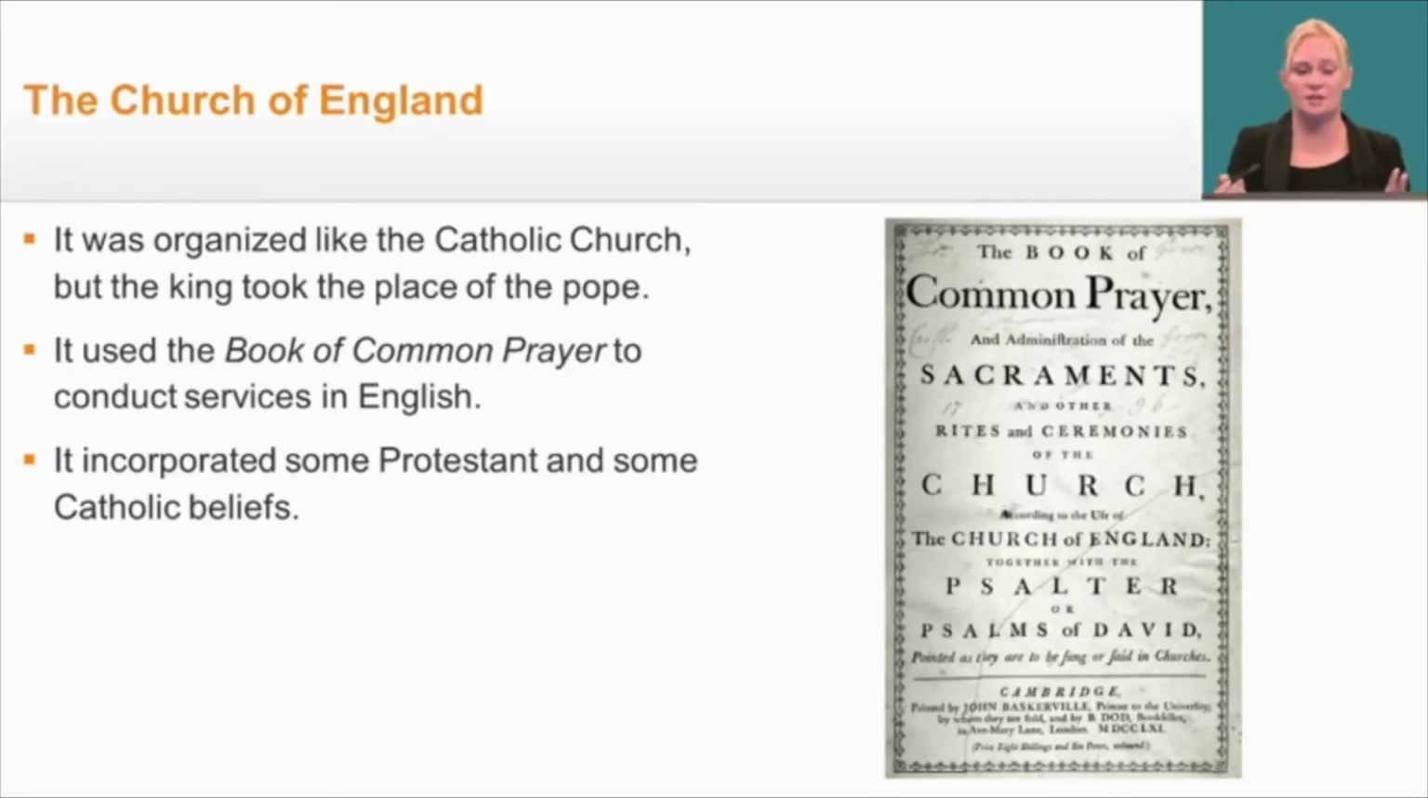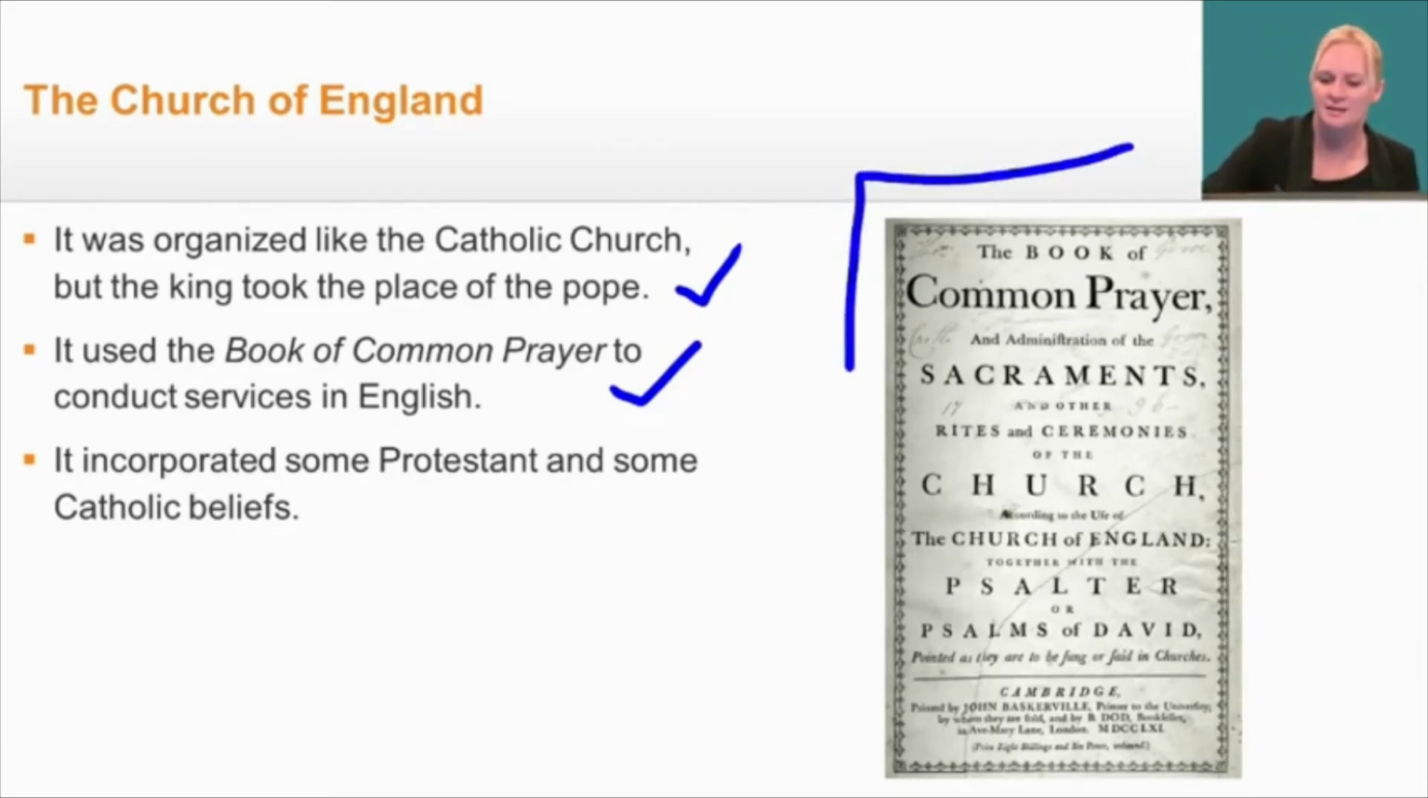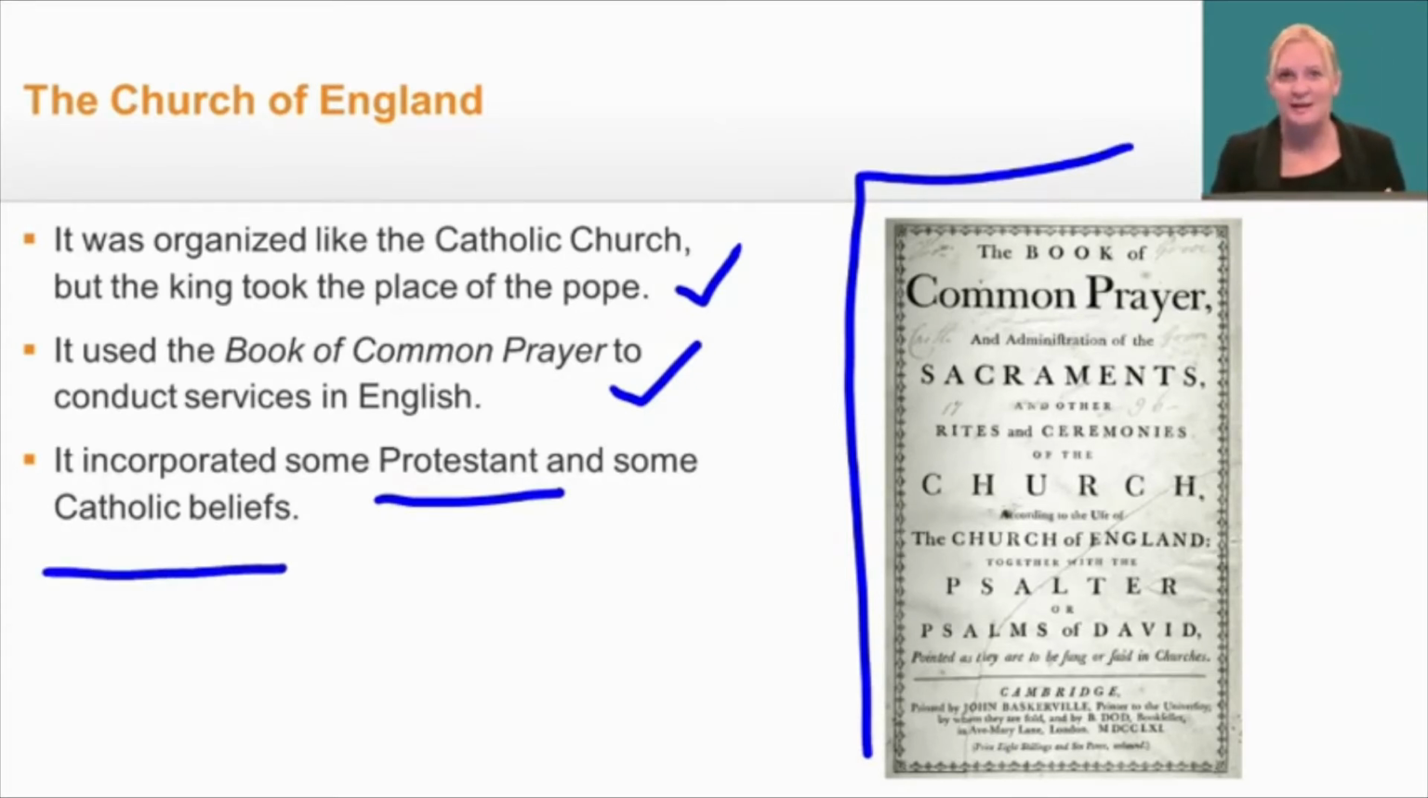Now let's take a look at the Church of England. It was organized kind of like the Catholic Church, but the king took the place of the Pope. It used the Book of Common Prayer to conduct its services in English. Now, that's important because remember, in the Catholic Church, most services were conducted in Latin. If you look over here, here's the cover page for the Book of Common Prayer. Now, it also incorporated some Protestant, but also some Catholic beliefs. When you start a new religion, it's a little difficult to completely pull away from your own religion. So there are similar ideas between Protestantism and Catholicism.